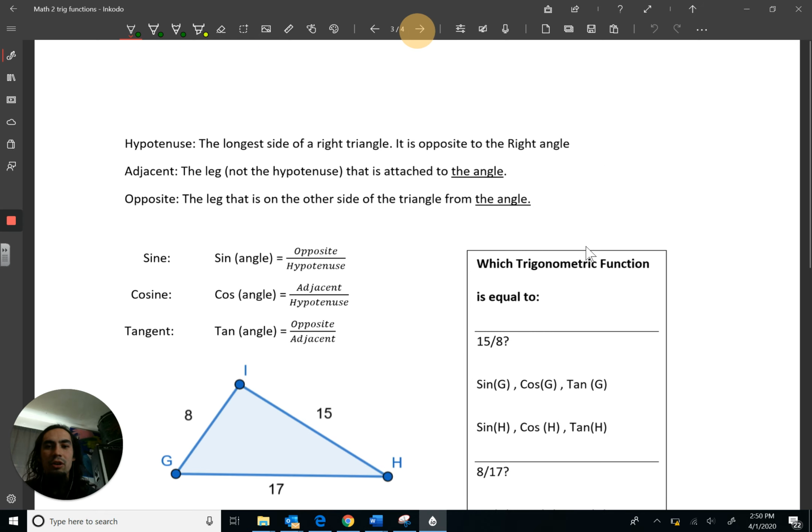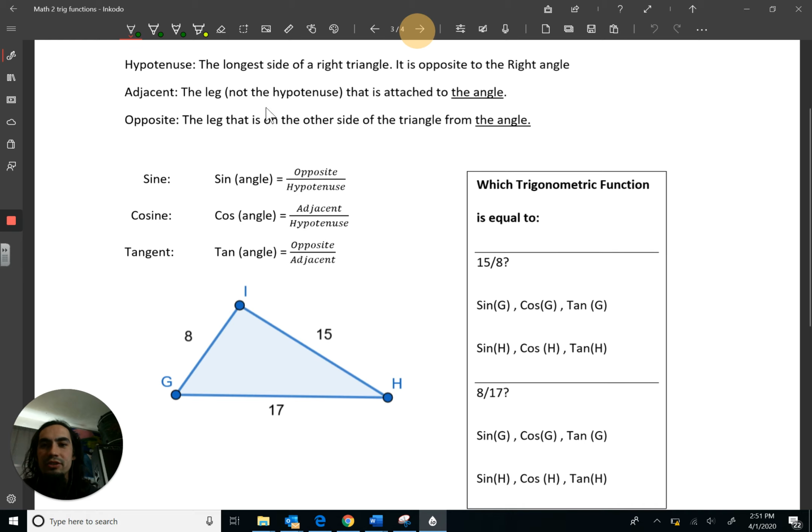All right, here we go. Again, here are the definitions on top for reference. The questions here are a little different. Which trigonometric function is equal to 15 over 8? Okay, so we're going to figure out which one of these. There's 6 options. Which one of them is equal to 15 over 8?